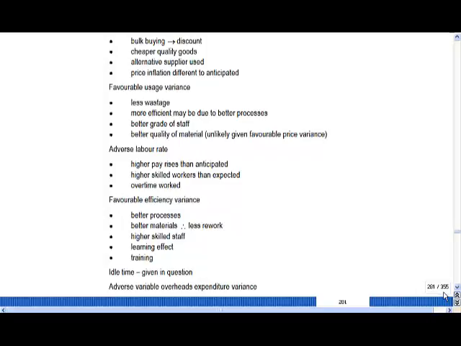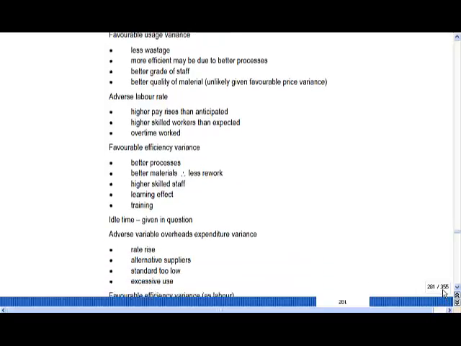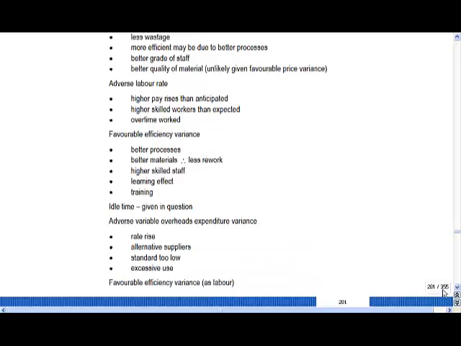Idle time, we were told that your variable overheads there as well. Now, as well as trying to think about these things in isolation, try and think about some of the impacts that one variance can have on another.